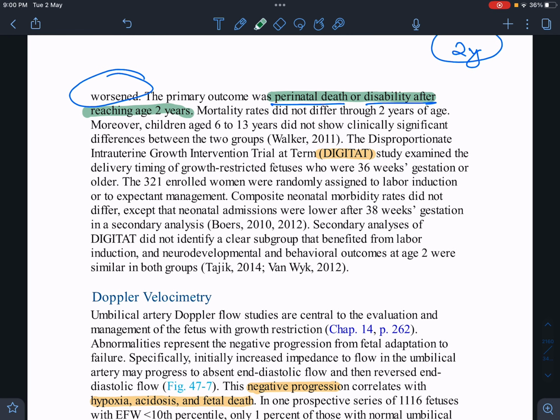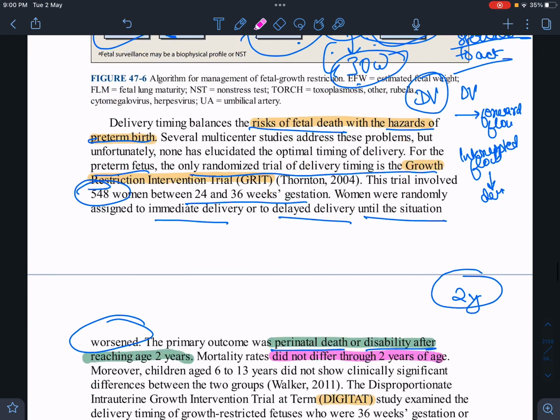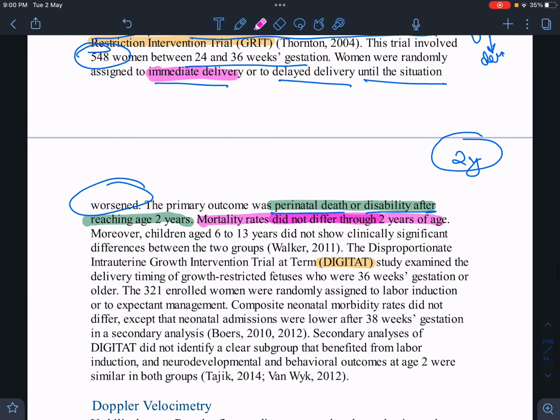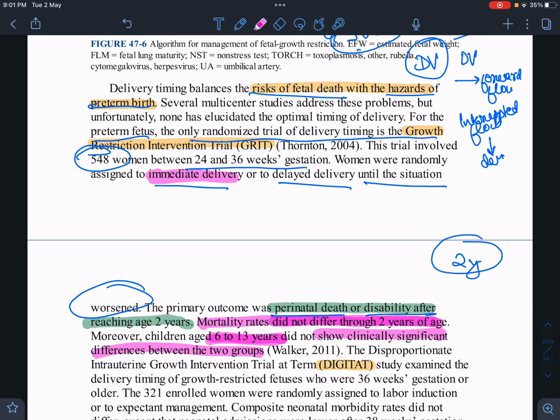Now mortality rates, as you can see here, did not differ through 2 years of age, in women you were delivering early or in women you were prolonging by 1 week. So then it makes sense for at least reversed end diastolic flow to deliver immediately, because the mortality rates are not differing. Moreover, children from 6 to 13 years do not show a clinically significant difference. So this is one trial that you can mention if you are counseling the patient. You can say, yes, this was done and this was a randomized controlled trial. This is something that we can all keep in mind.